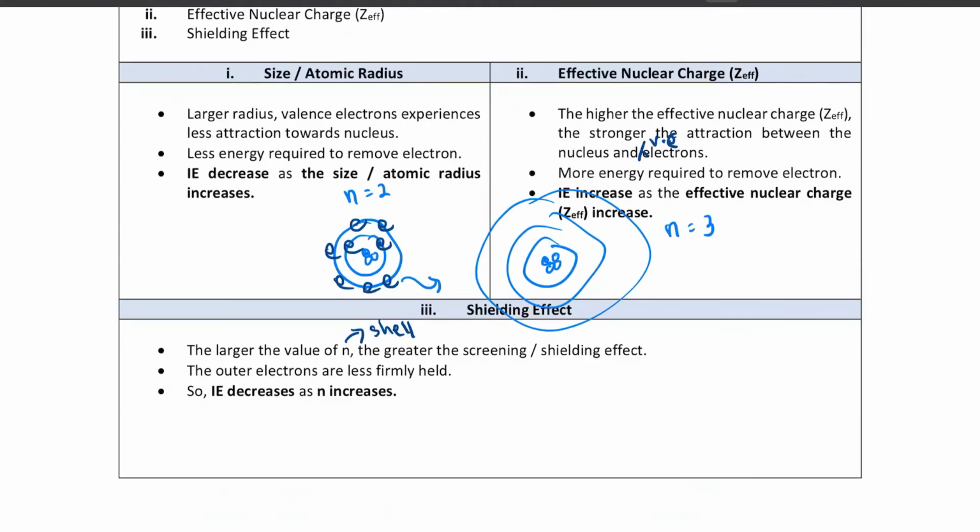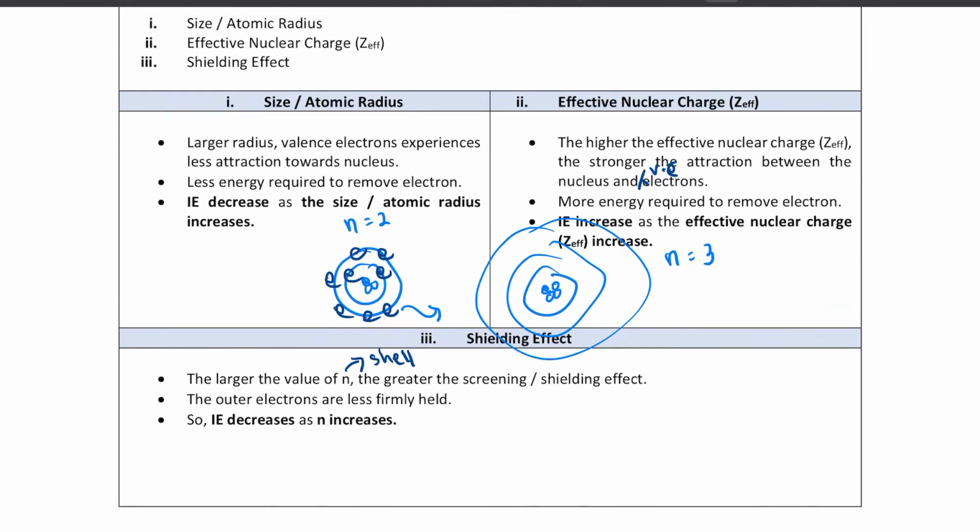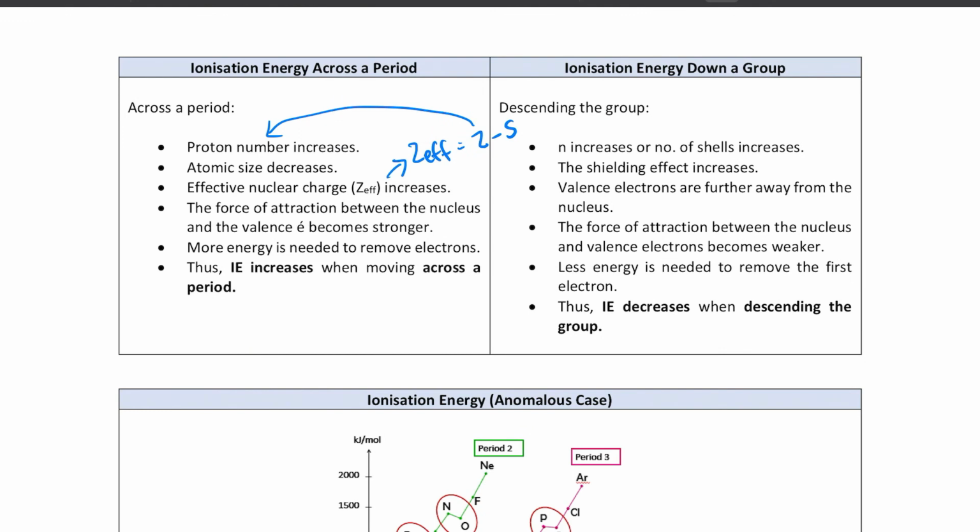Okay, lagipun before this kita dah belajar kat sini. Okay, so kalau size tu getting smaller, that means dia punya ionization energy dia akan makin meningkat. Cuma ini dia nota dia untuk larger, tapi opposite je lah. Kalau smaller, that means IE dia akan meningkat, bukan berkurang lah. Okay, so settle. Next, ionization energy down a group.